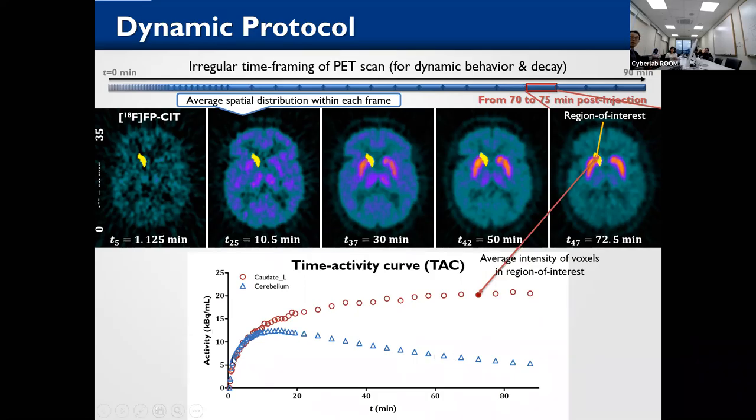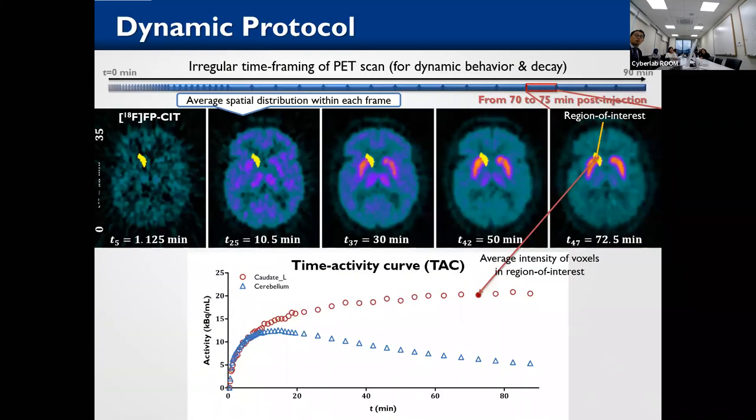But in the cerebellum, there are no receptors. They are just delivered through the bloodline and extracted to tissue, and then without any chemical reaction, directly cleared to the vessels. So depending on the tissue types or the targeted tracer characteristics, each region shows a different kind of tissue curve.